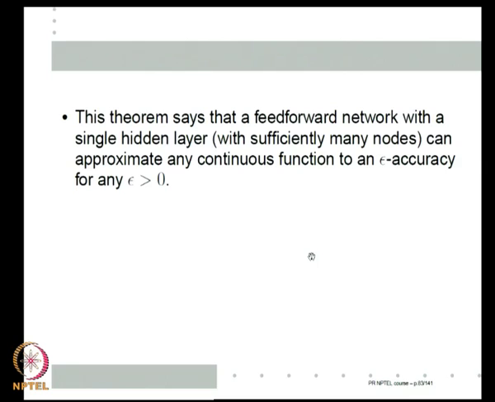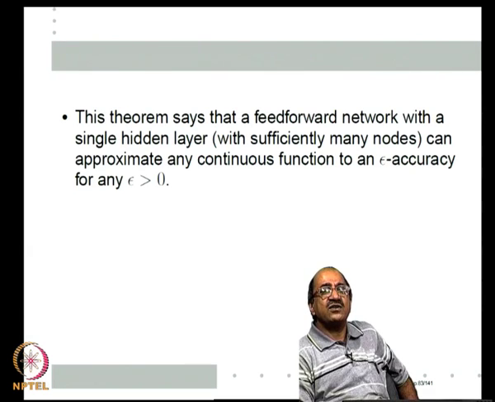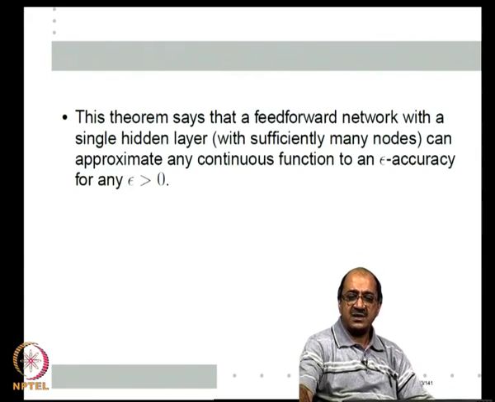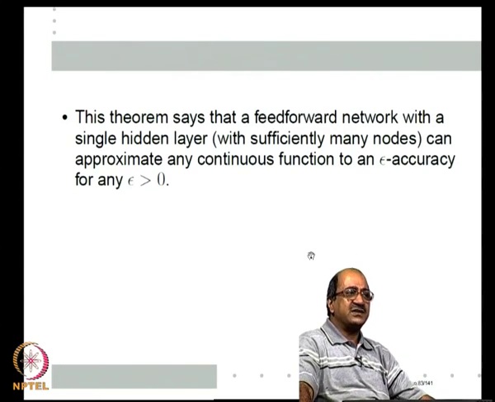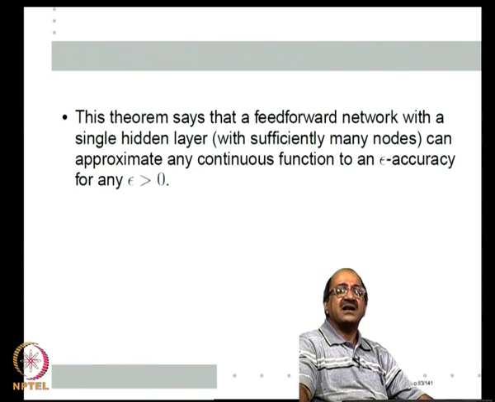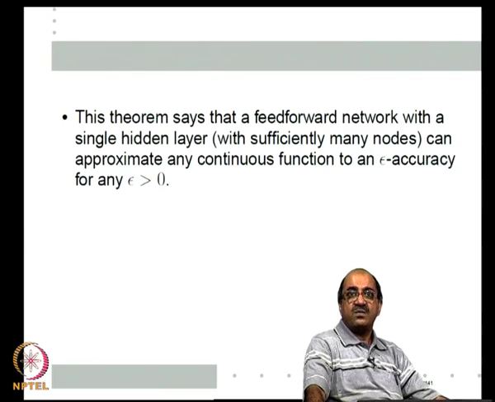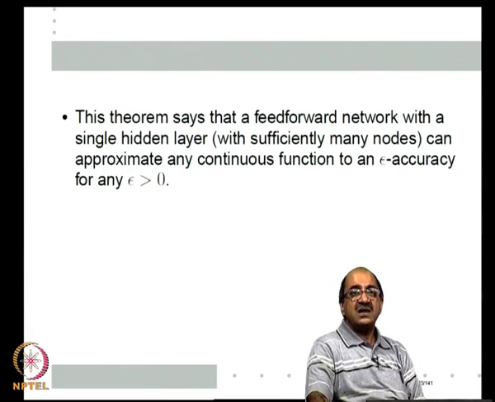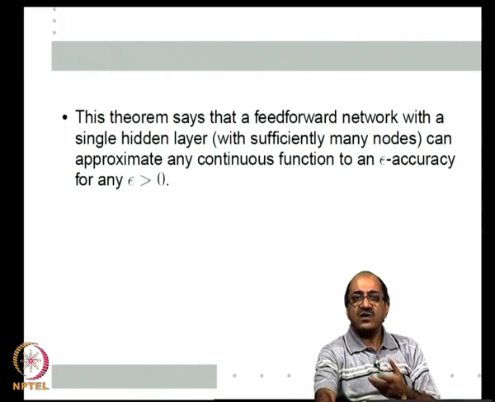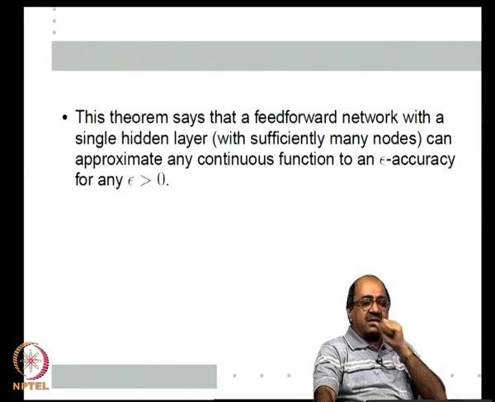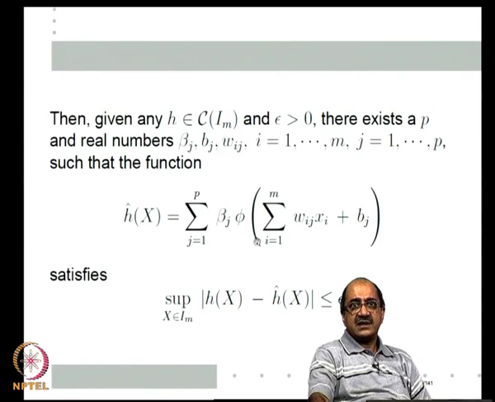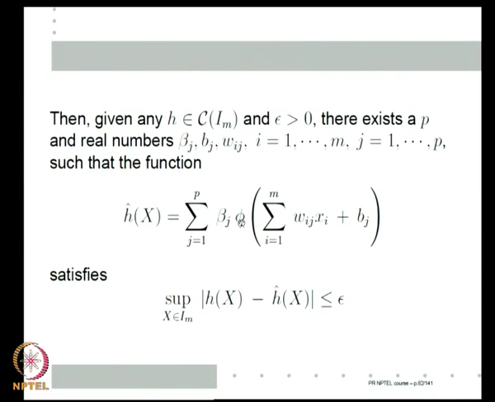So, what the theorem says is that a feed forward network with a single hidden layer, but with sufficiently many nodes in that hidden layer, can approximate any continuous function to an epsilon accuracy for any epsilon. Right? So, essentially, if I put sufficient nodes in my hidden layer, I can represent any continuous function. So, this is a very good parametric class of functions, because I can represent all continuous functions, and that is good enough for me. Okay. Now, in this representation I am using phi as the activation function of the hidden nodes, that is why we chose phi to be bounded, strictly monotonically increasing, continuous, and so on. Okay.